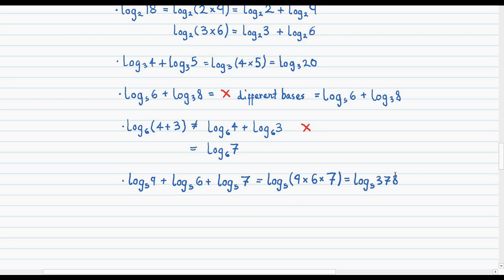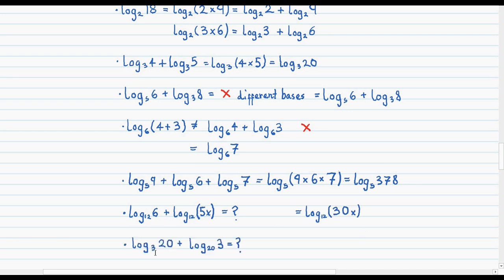Lastly, here's 2 questions for you to practice by yourself. Here's the first question. What does it simplify to? Pause and try it out, then I'll give you the answer. You get log 30x base 12. And the second question is log 20 base 3 plus log 3 base 20. And what does this simplify to? Nothing happens here, since the bases are different.